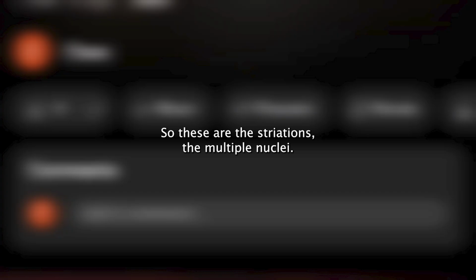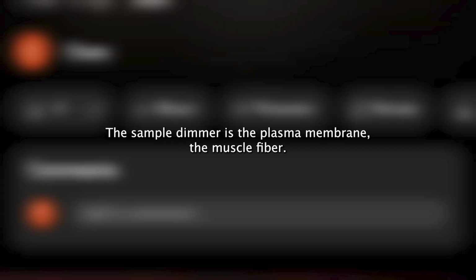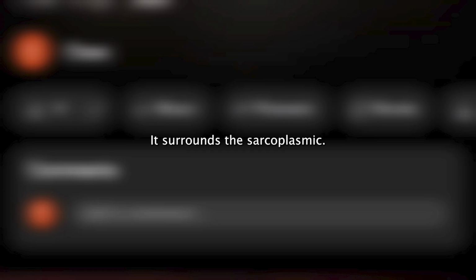So these are the striations, the multiple nuclei. This is a light microscope view of the striations. They really do exist. And it's alternating light bands and dark bands, which we'll see in a moment. The sarcolemma is the plasma membrane of the muscle fiber. It surrounds the sarcoplasm.